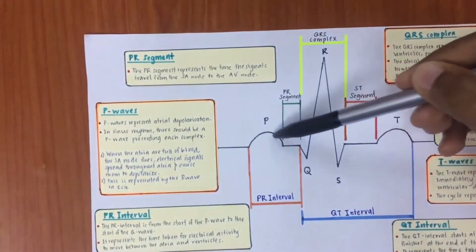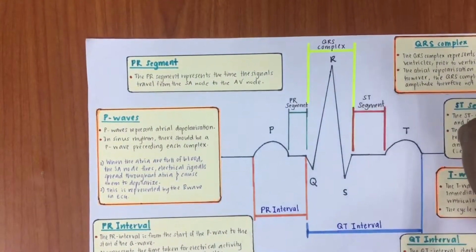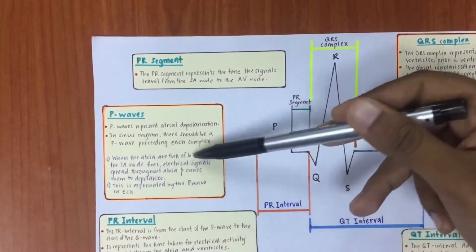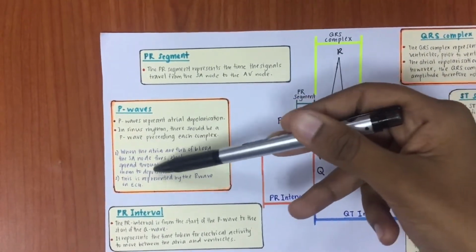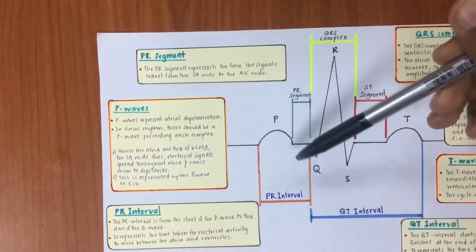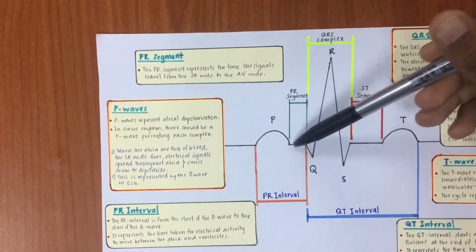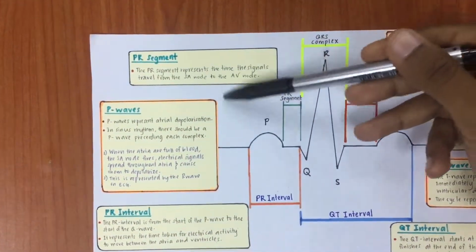Now the P wave represents atrial depolarization. When the atria are full of blood and the SA node fires, electrical signals spread throughout the atria and cause the atria to depolarize. This is represented by the P wave on the ECG. Right after that, we have the PR segment. The PR segment represents the time the signals travel from the SA node to the AV node.